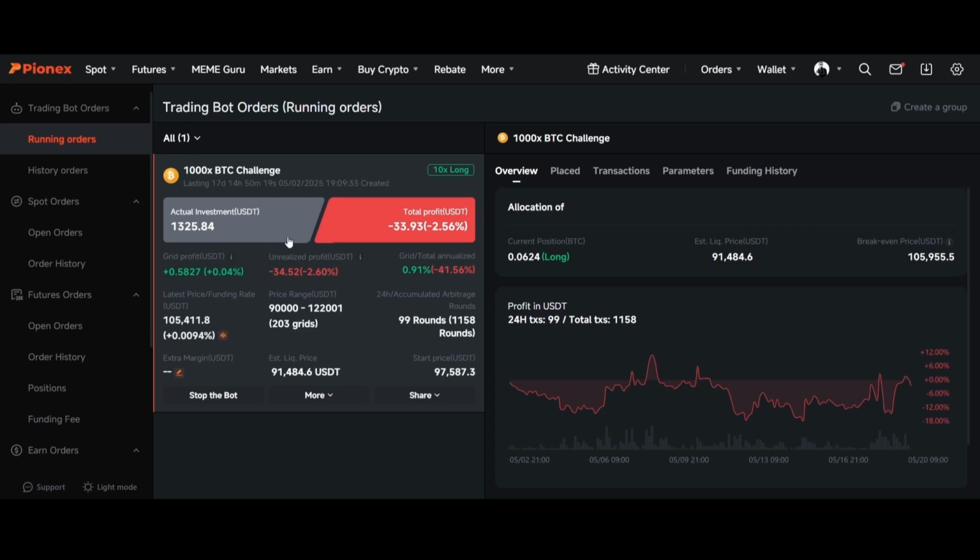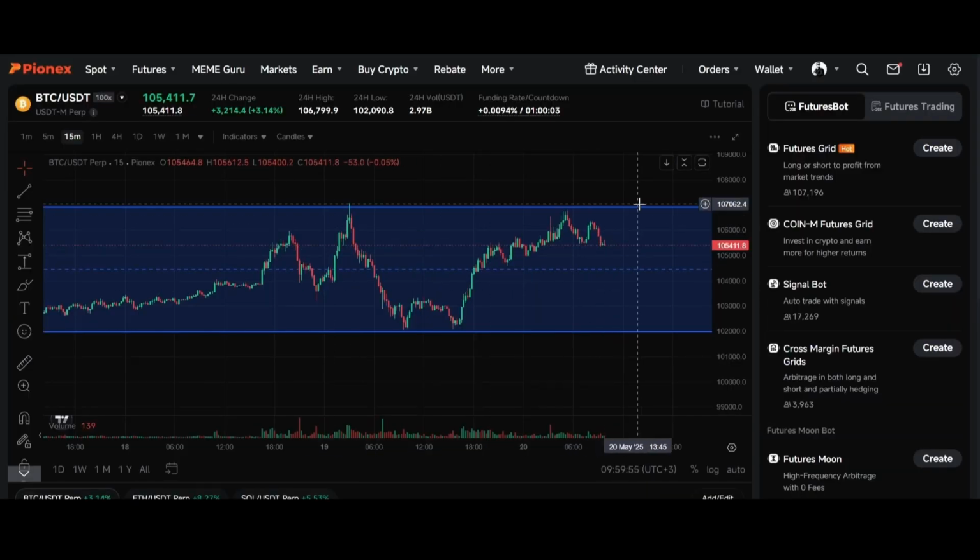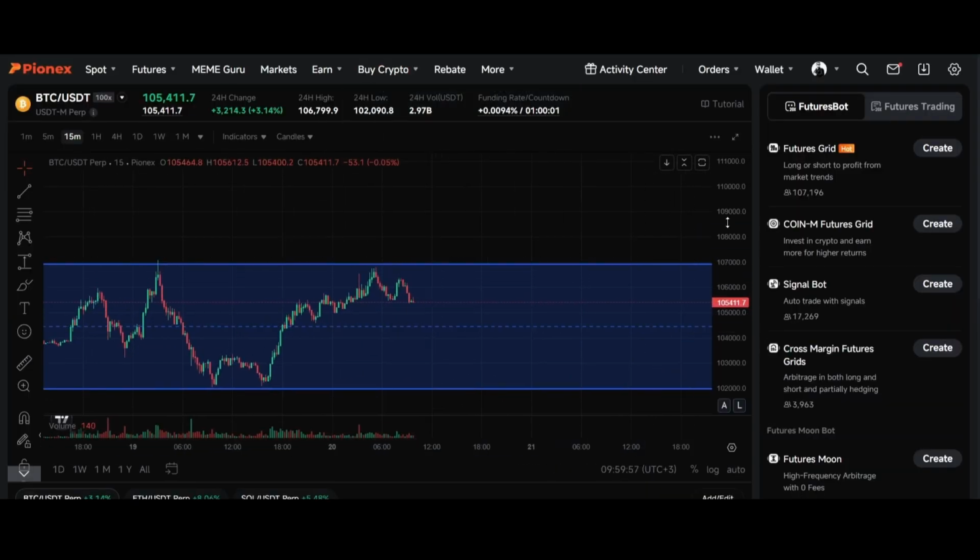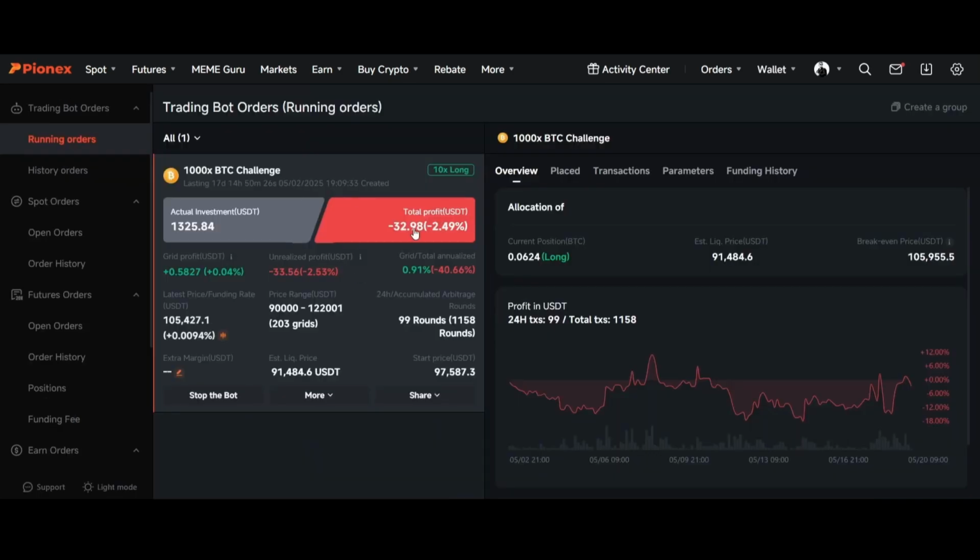So yeah, guys, strategy going good. We expect some more volatility, but we expect overall price to go up, and of course we will be compounding the profits to get to $1 million.